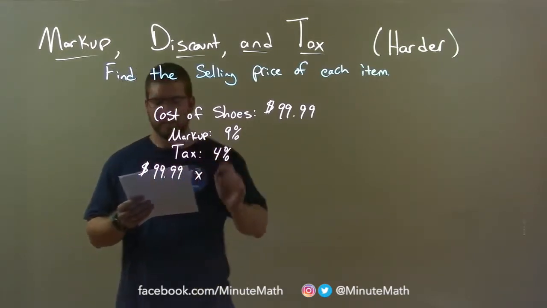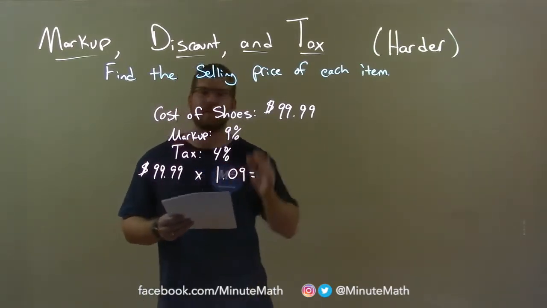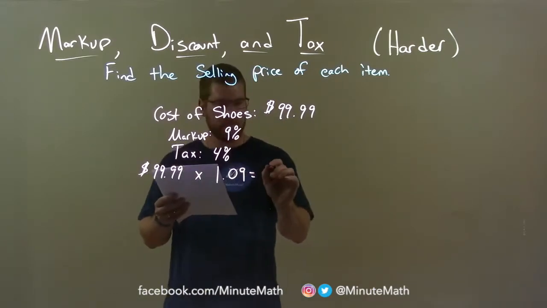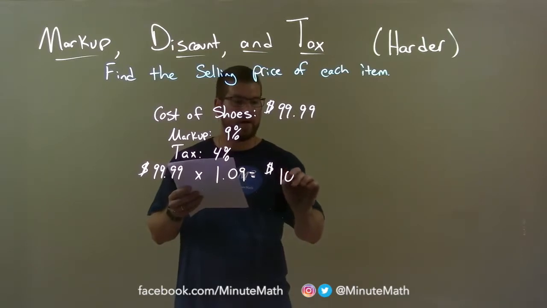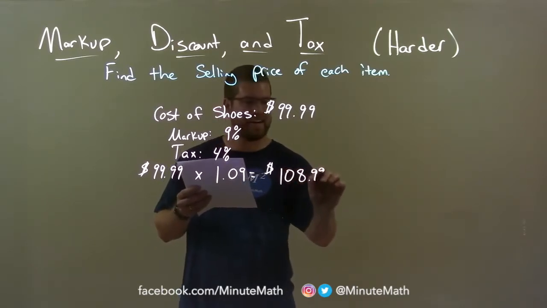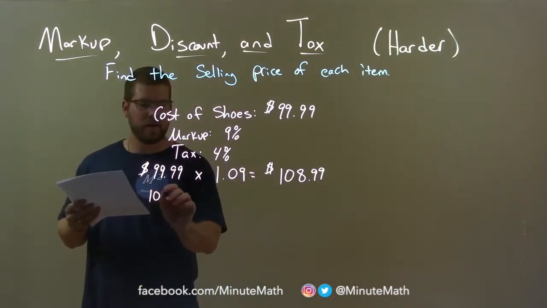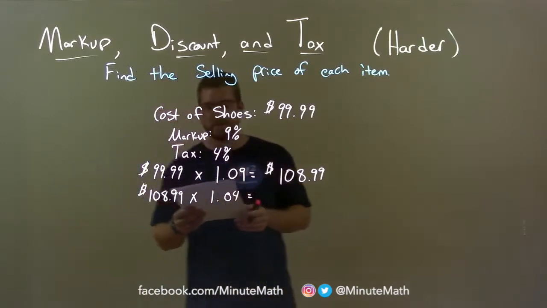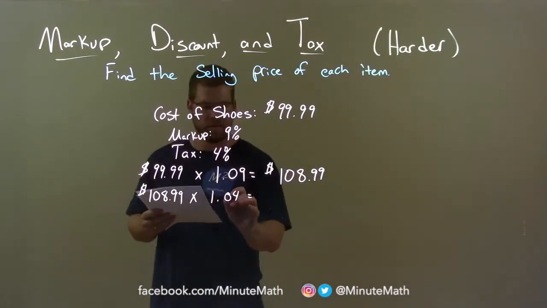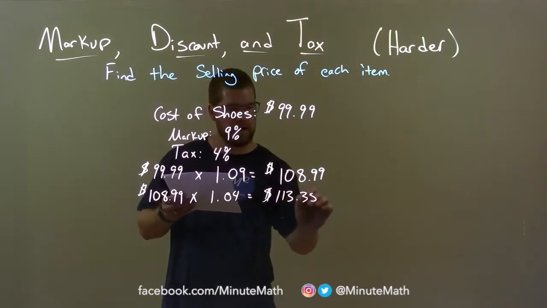$99.99. These shoes have a 9% markup, so we multiply that by 1.09, and that represents a 9% markup. This gives us an after cost of markup, or price, of $108.99. Okay? Then from there we have tax of 4%. So we take the $108.99 and we multiply that by 1.04, okay? That 1.04 represents the 4% tax, okay? And so we have a final answer of $113.35.